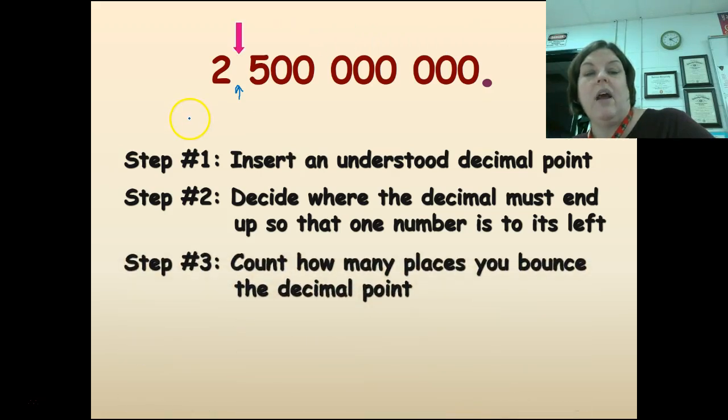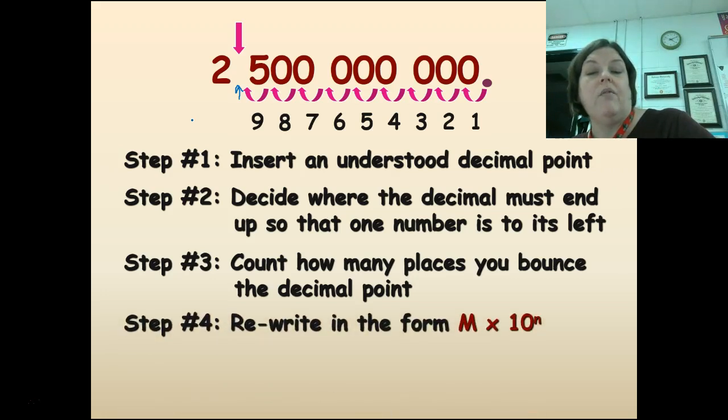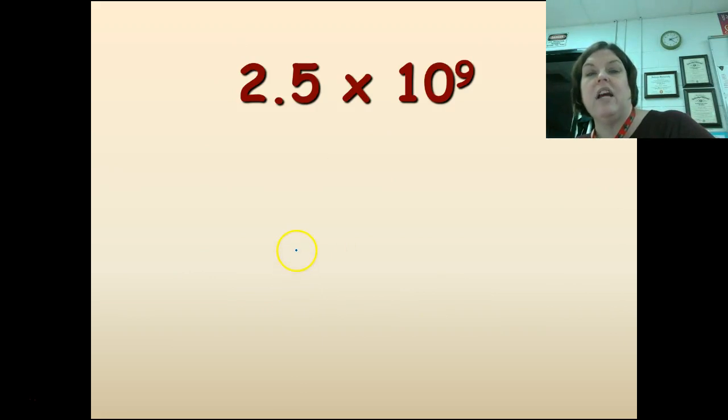Now I count how many places I need to bounce that decimal point. So I bounce it 1, 2, 3, 4, 5, 6, 7, 8, 9. I bounce it 9 places to get between the 2 and the 5. Now I'm going to rewrite it in the form of m times 10 to the n, where n is equal to the number of places I bounced, because that's the number of tens I need to multiply my new number by to get the value of this number, okay? So I'm going to rewrite it as 2.5 times 10 to the 9th.